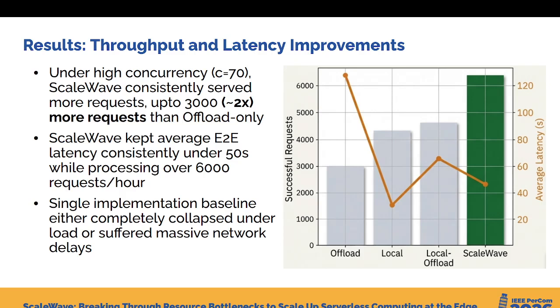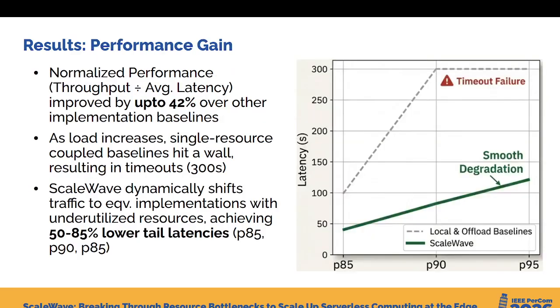The results show that ScaleWave significantly improves performance. Under high concurrency, ScaleWave served more requests, achieving up to 2 times higher throughput. Compared to other baselines, which show a strong trade-off between throughput and latency, ScaleWave maintained average end-to-end latency below 50 seconds, achieving a good balance. This is due to ScaleWave optimizing normalized performance rather than throughput alone. In terms of normalized performance, ScaleWave improved the performance by up to 42% compared to baseline approaches.